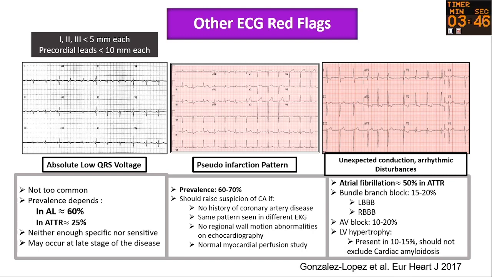Now you have, of course, unexpected conduction disturbance, arrhythmia, atrial fibrillation in 50% of the cases, LBBB, left bundle branch block, AV block. LV hypertrophy is rare. However, you can have it on the EKG in 10 to 20% of the patients. So remember, pseudo-infarct pattern, atrial fibrillation, and relative low voltage.